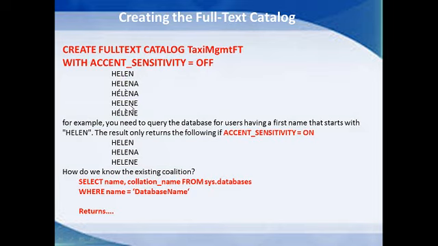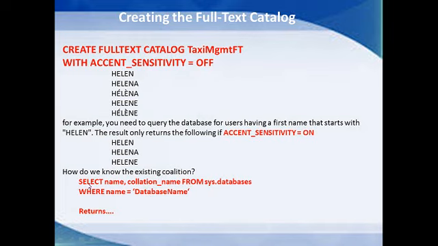So accent sensitivity off means disregard the accent of a given word, just take whatever the alphabet is in there. And on means we will end up selecting only words that are sensitive to accent.